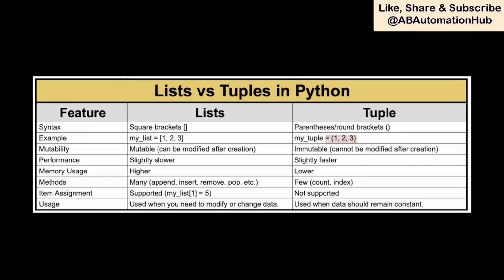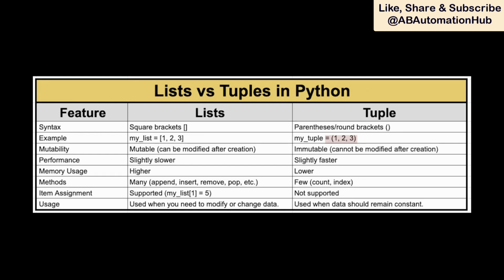Next one is the methods available for list and tuple. List comes with many methods like append, insert, pop, clear, whereas tuple has limited methods like count and index. This is because tuples are not meant to be modified. That's why there is no insert, there is no append, there is no remove. There is count and index. Like we have mentioned earlier, list can be modified, whereas tuple cannot be modified. In case you try to modify a tuple, it will throw an error.